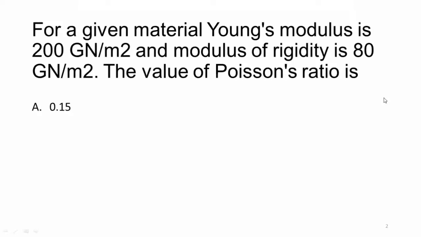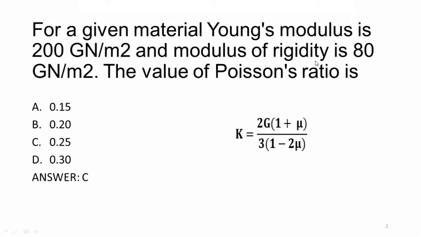The first option is 0.15, then 0.20, 0.25, and last is 0.3. So its answer is C, 0.25, and this is the equation. K, capital K, is equal to 2G times 1 plus mu divided by 3 times 1 minus 2 mu. You simply substitute the values in this equation and you will get Poisson's ratio mu. Mu is the unknown here.